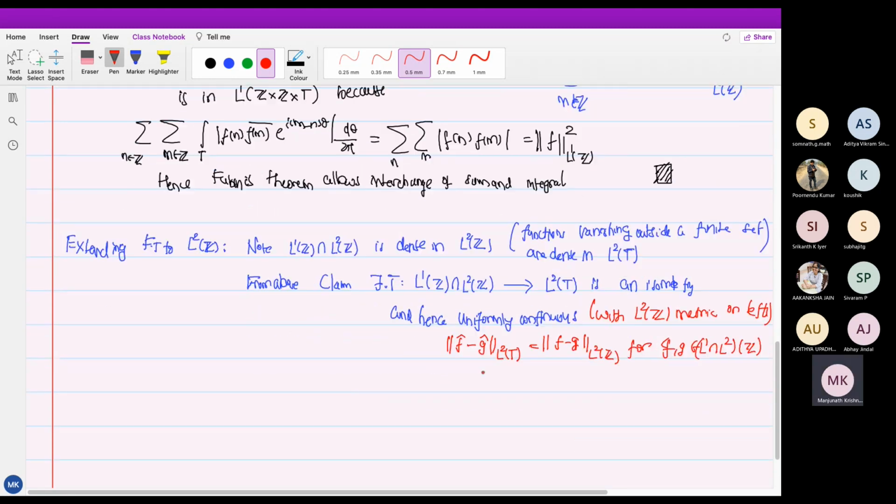So therefore, if it's like this, it's uniformly continuous. Now the Fourier transform is a uniformly continuous function on a dense subset of L2 of Z, and then you can extend it, right? Why is it that you can extend? Anytime you have a dense subset and a uniformly continuous function, you can extend it to the whole set.